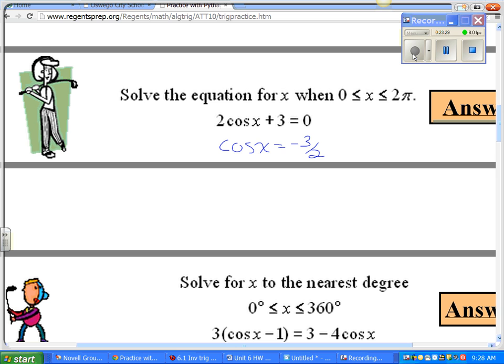I'm going to stop right here. Why? This is not bigger than 1. It's not bigger than -1. It's smaller than -1. Can cosine ever be smaller than -1? No. So, are there any solutions here? No. So there you go.